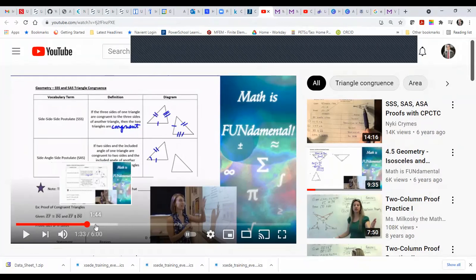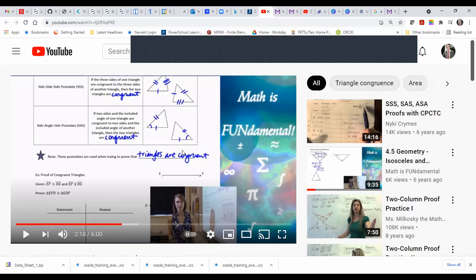And the second one is side, angle, side. So if this side is congruent with this side, and this side, and then the angle between these sides is congruent, so the triangles are congruent. So SSS, SAS.